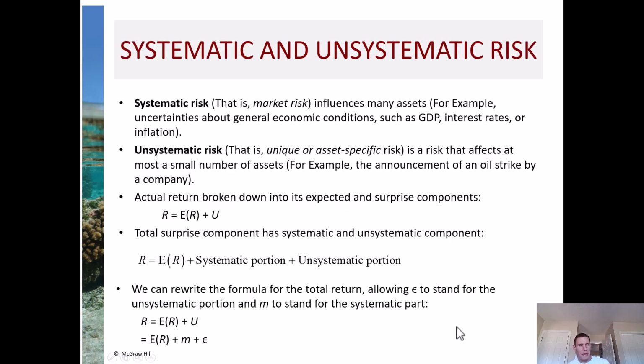So there are different terms we can use for this. We could say systematic risk. That's what we call the risk that's inherent in the market. This is going to influence many assets. So for example, things like GDP fluctuations, interest rate changes, inflation, right, general economic conditions, wars, rumors of wars, and so on and so forth. And we can compare and indeed contrast that to unsystematic risk.